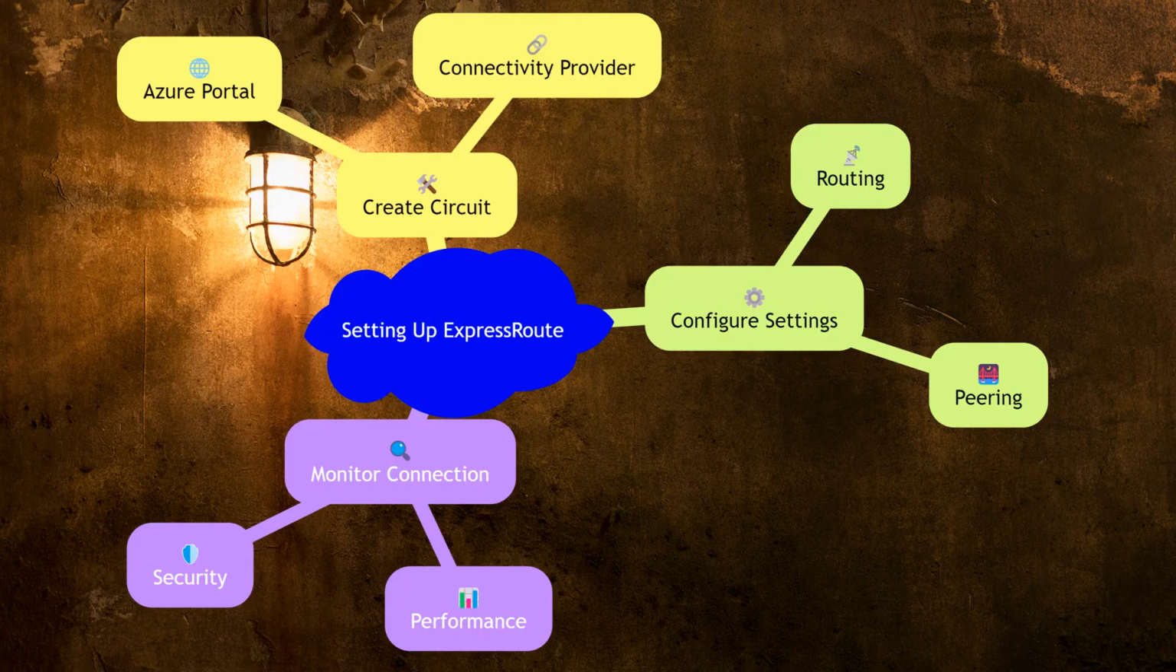To set up ExpressRoute, create an ExpressRoute circuit in the Azure portal and work with a connectivity provider to establish the connection. Configure the necessary routing and peering settings to integrate your on-premises network with Azure. Regularly monitor the connection to ensure optimal performance and security.